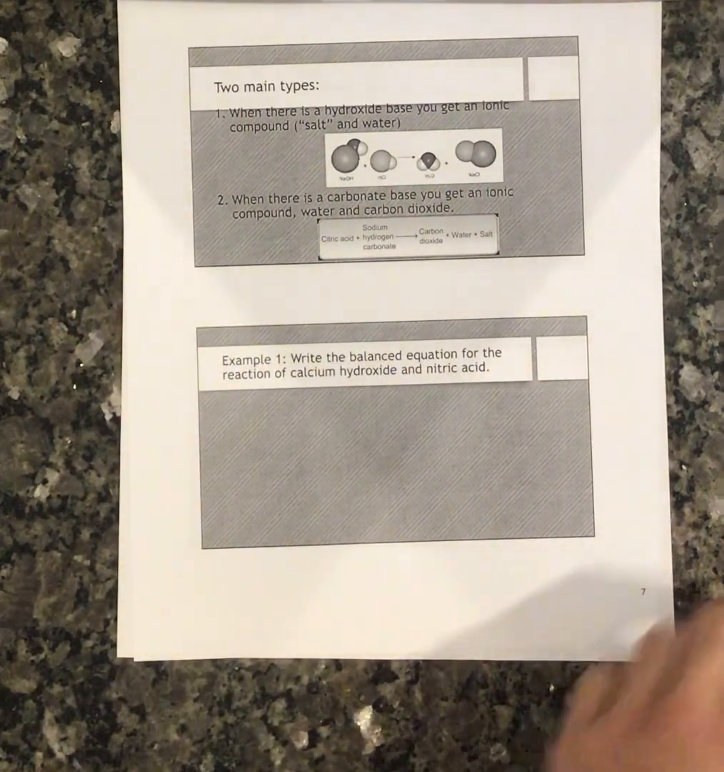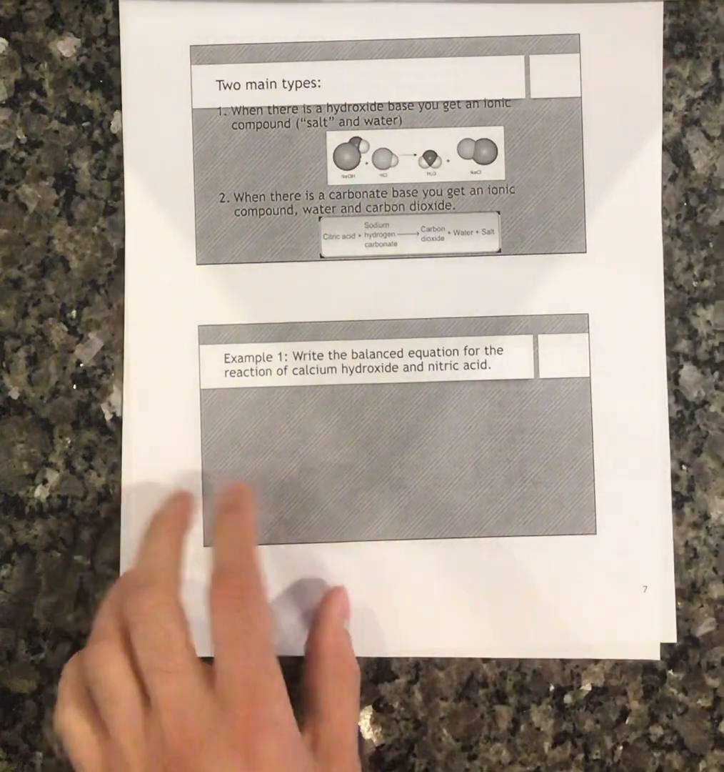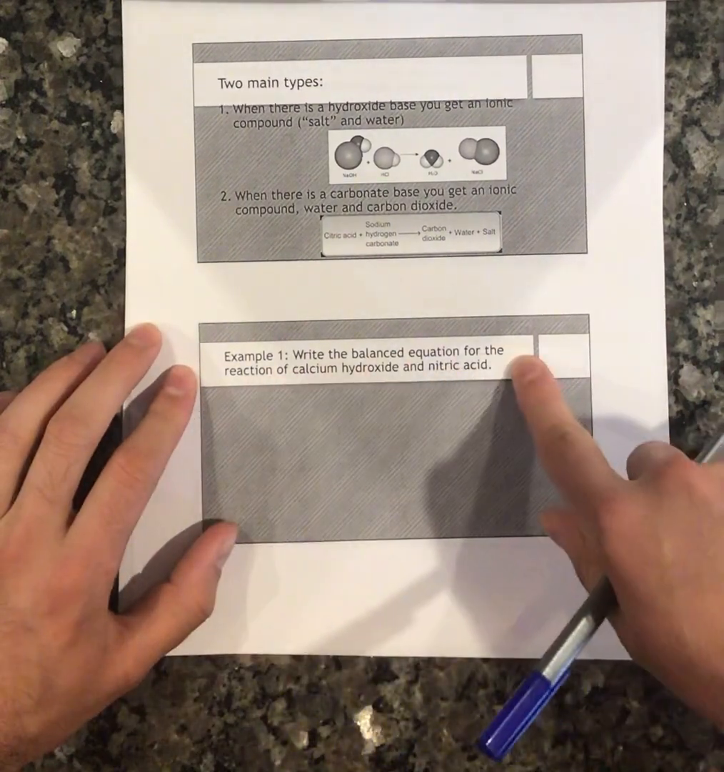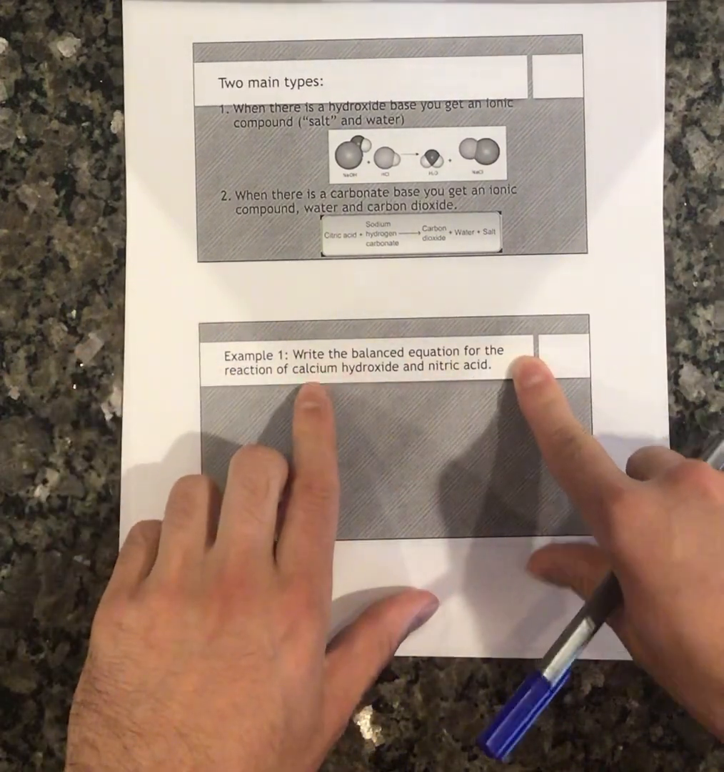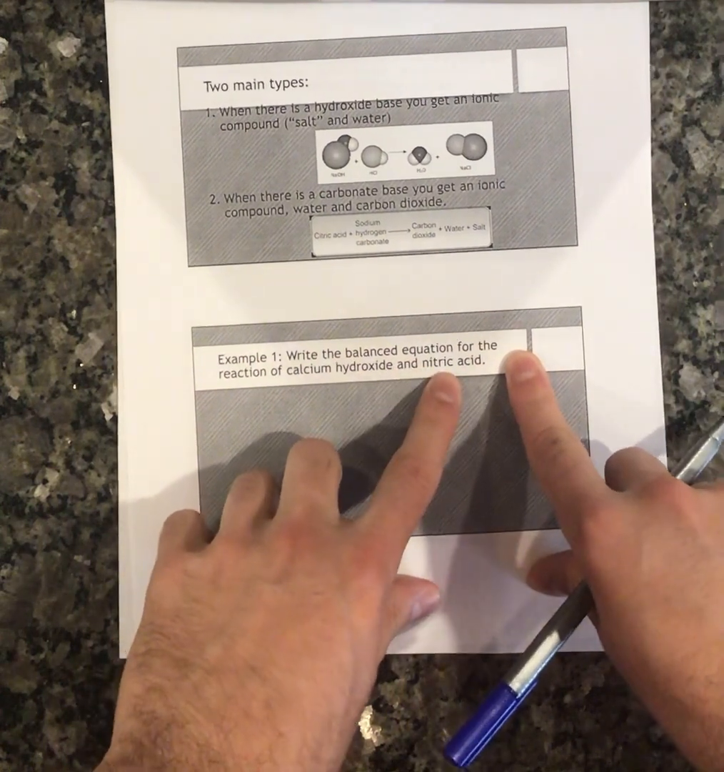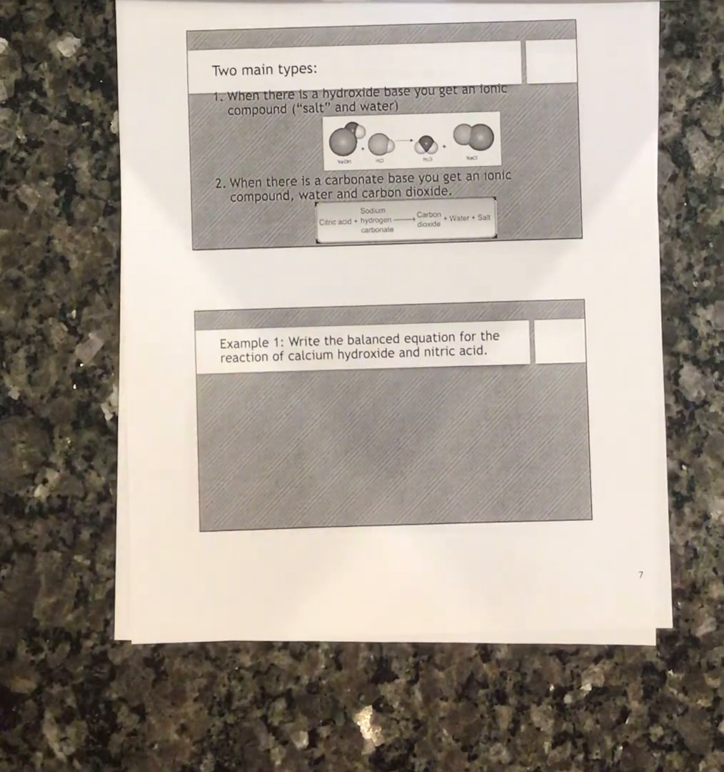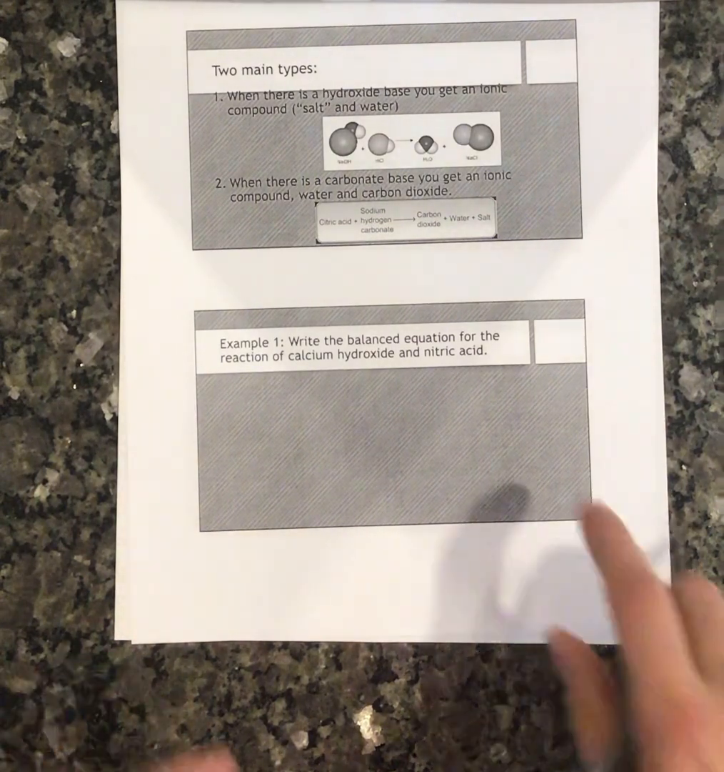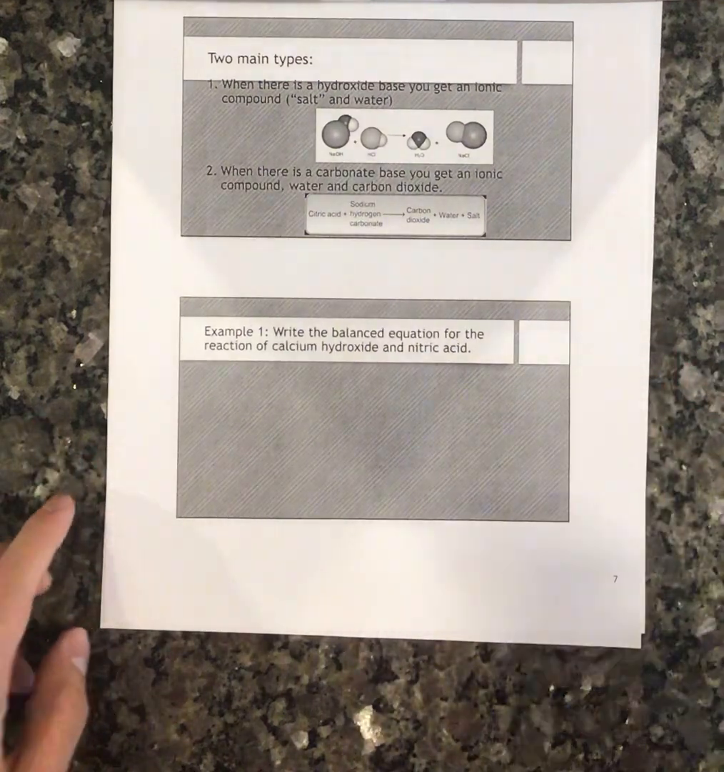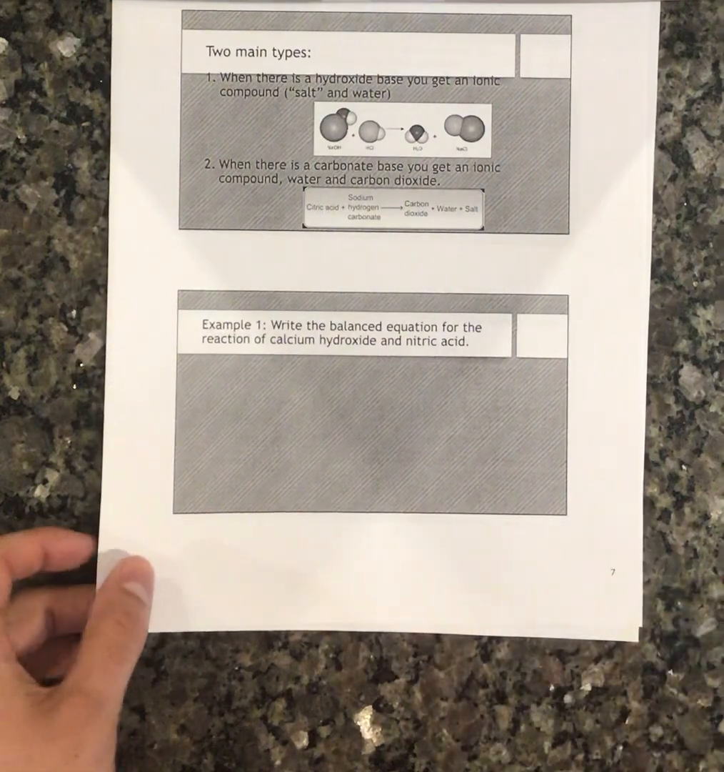So let's do an example of the first one, and we'll go back and take a look at the second one. So we're going to look at example 1 here. This is a hydroxide base, calcium hydroxide, and we have nitric acid. What I would like you to do is pause the video and see if you can come up with this double displacement reaction. Once again, more specifically, it's a neutralization. Pause the video and see if you can come up with it. Once you're done, unpause it, and we'll see if you got it right.